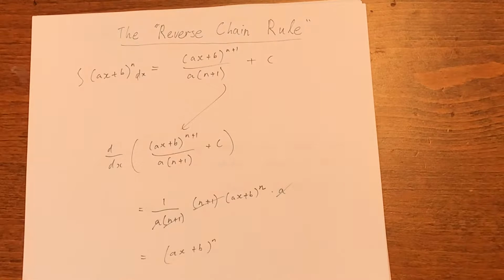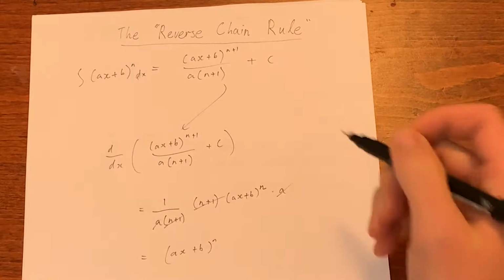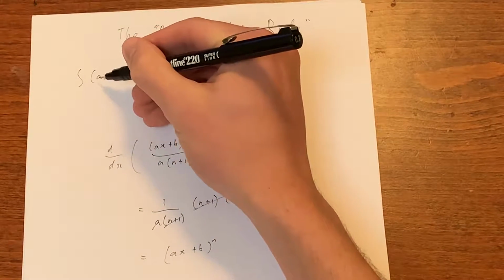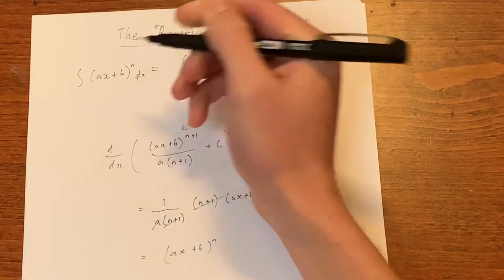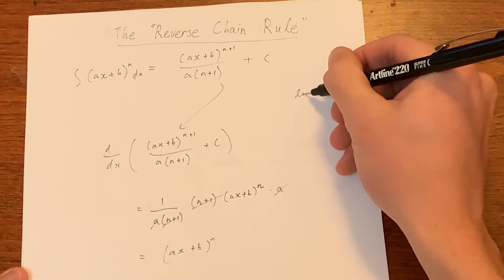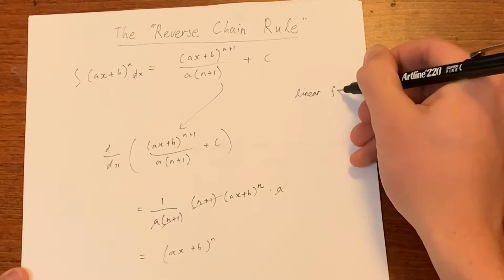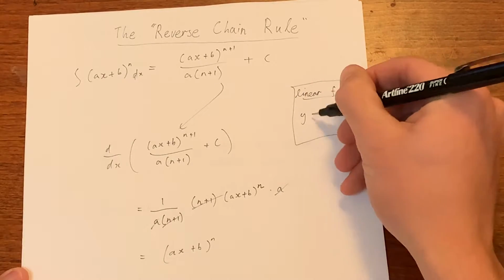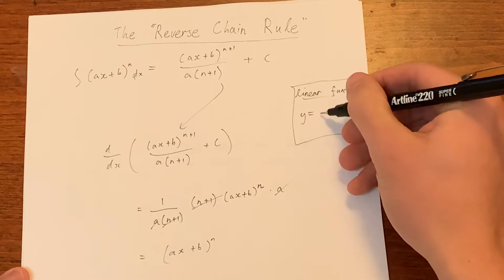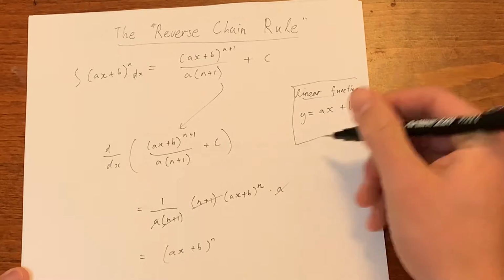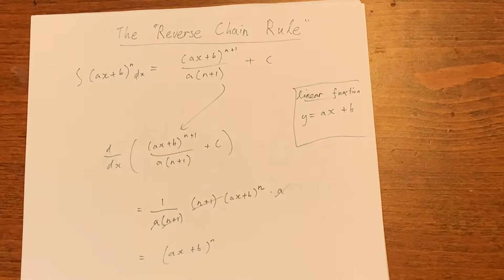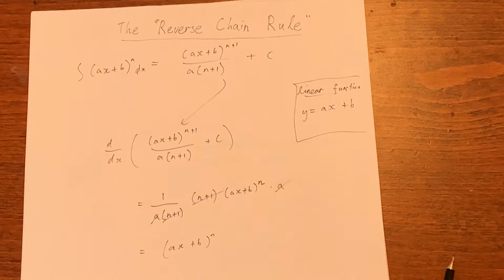Now, the common misunderstanding with the chain rule is that you can do it even when this inner function's not linear. And when I say this inner function is linear, what I mean is it's in the form y equals, in this instance, ax plus b, right? This is the gradient and this is the y-intercept. Yeah, a linear function, it's a straight line if you graph it on the Cartesian plane.